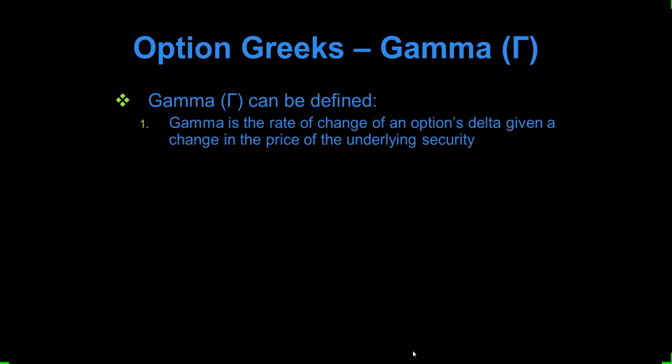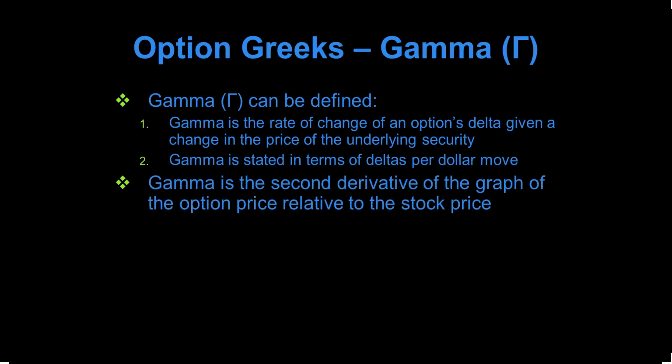This is pretty much what I just said, a rate of change of delta. It's stated in terms of deltas per dollar move. So you don't need to understand that. Just understand it measures acceleration, how fast delta will increase. And that's the second derivative of the graph.